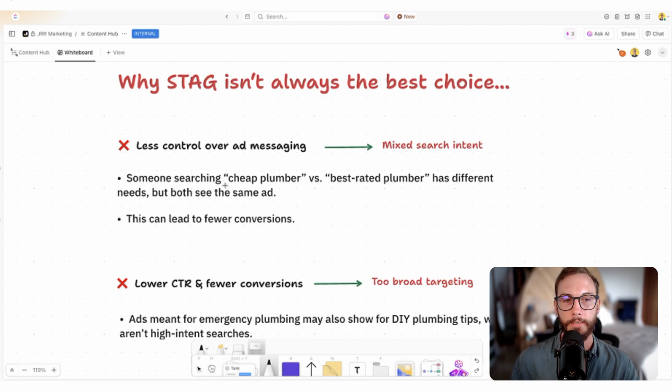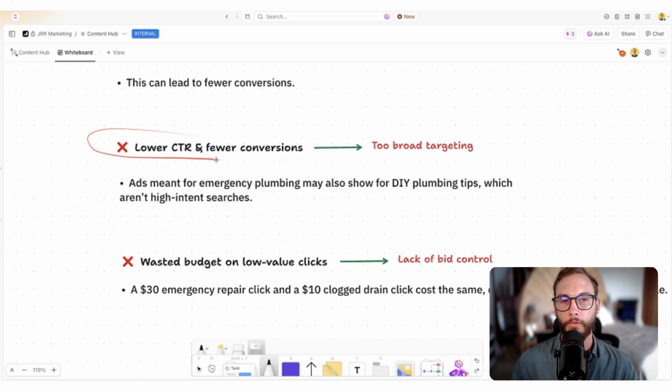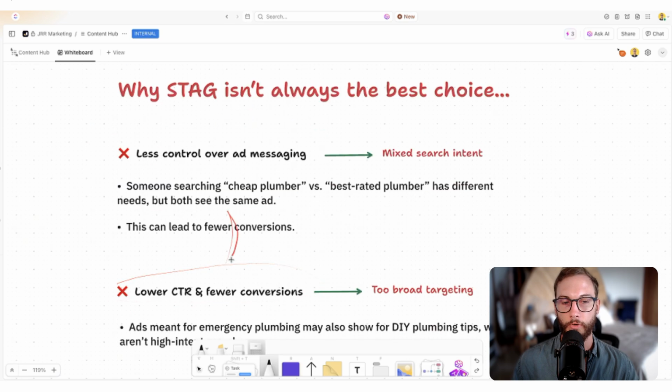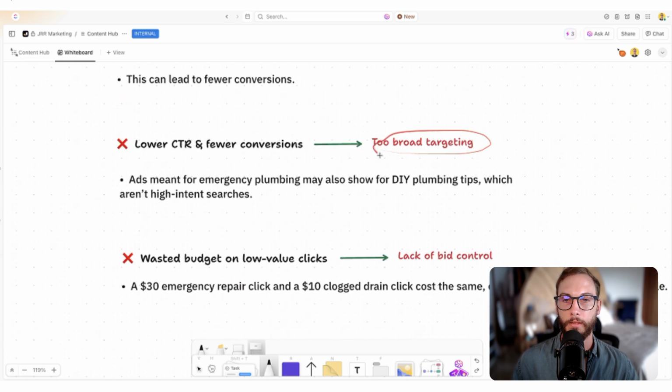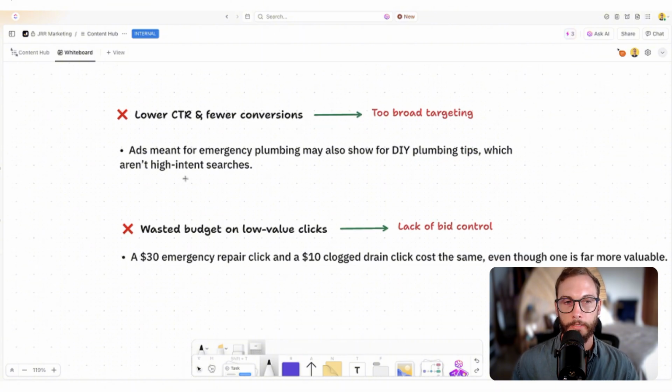This has many use cases, but the same person looking for cheap plumber sees the same ad as best rated plumber, or a premium plumber, or you get the idea, which means less conversions because the ad relates less to the person. It means lower click-through rate and fewer conversions, which we've touched on here, because your targeting is a little bit too broad. Okay, so ads meant for emergency plumbing might also show up accidentally for DIY plumbing tips, depending on how your match types are used, right? And so high intent searches are missing from this.